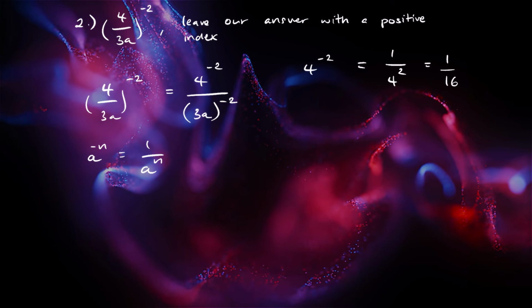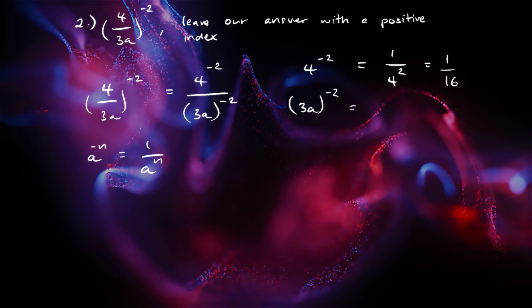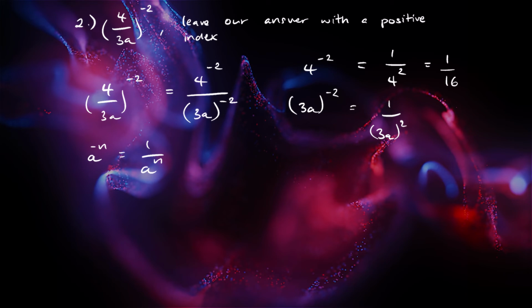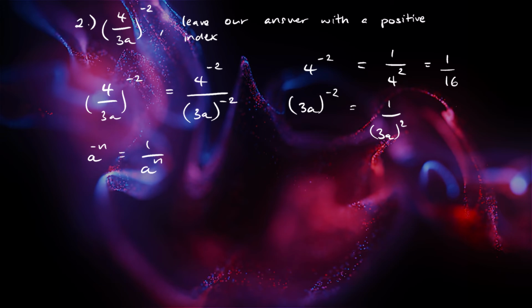Now what about 3a raised to the power of -2? Well, using our rule, this is the same as 1 over (3a) squared. Now remember, both 3 and a are squared, so don't make the mistake of just putting 3a squared with no brackets, because that's a different number. So we've got both the numerator and the denominator in positive exponents, and this has been fully simplified.